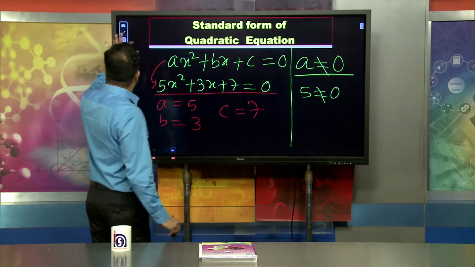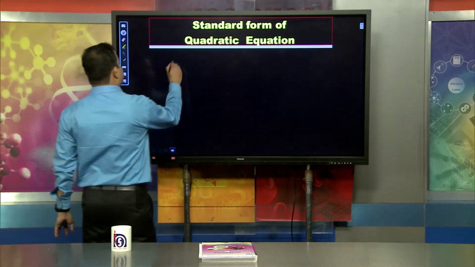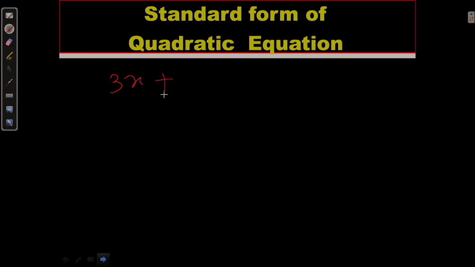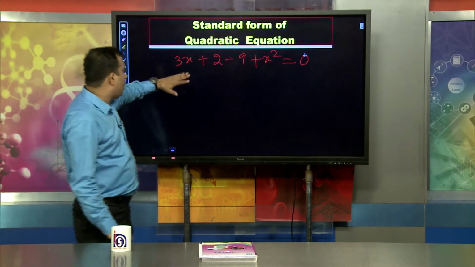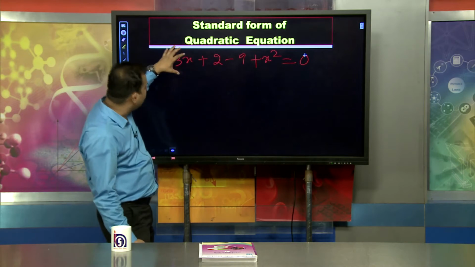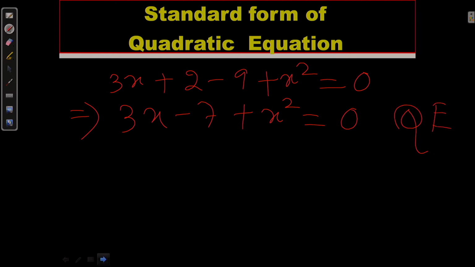Dear learners, suppose I take 3x plus 2 minus 9 plus x square equal to 0. Can we say this is a quadratic equation? Yes, of course it is. If you solve this, you will find simply 3x, 2 minus 9, that means minus 7, plus x square equal to 0. It is a quadratic equation, an example of QE.